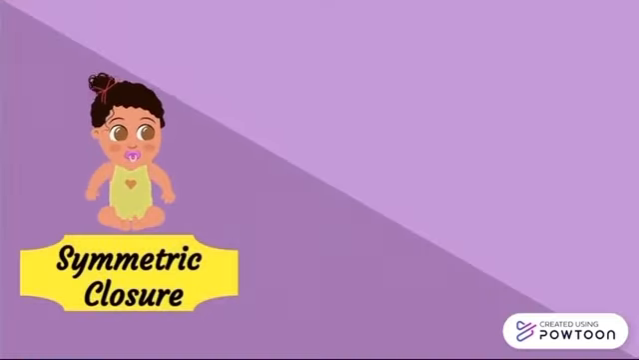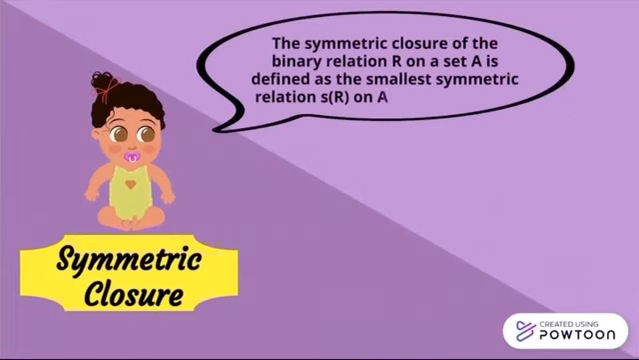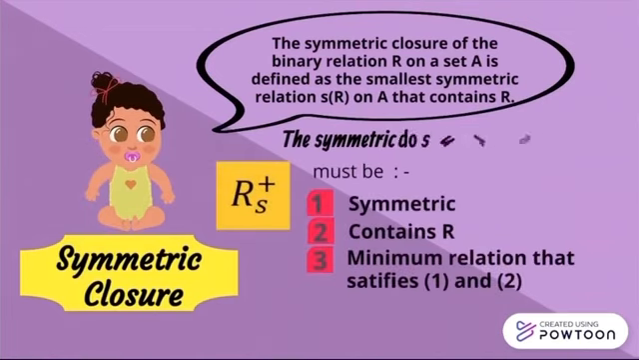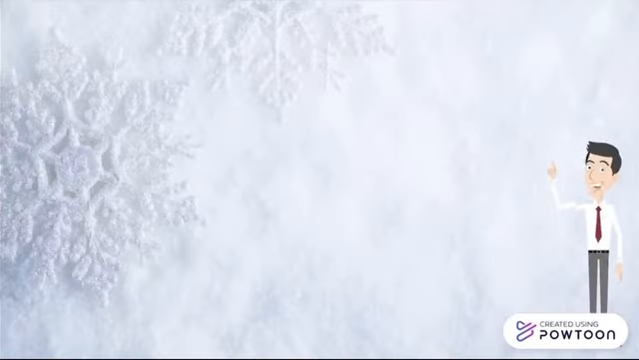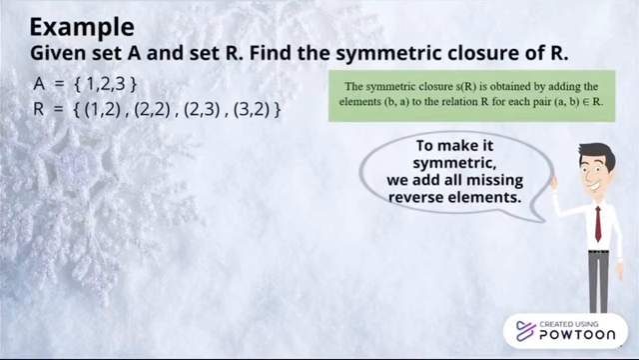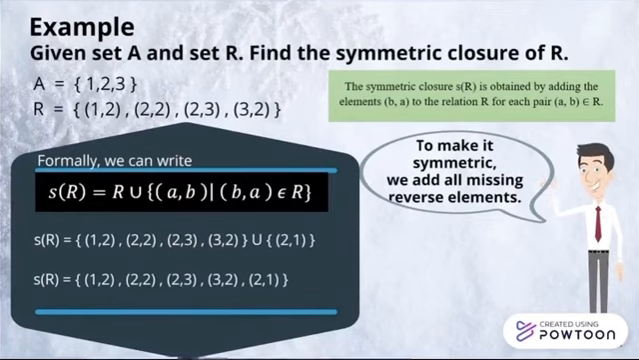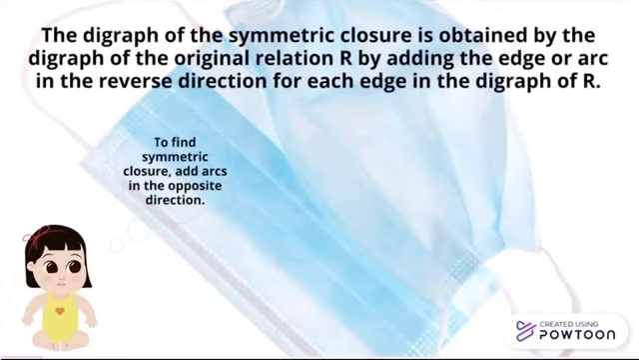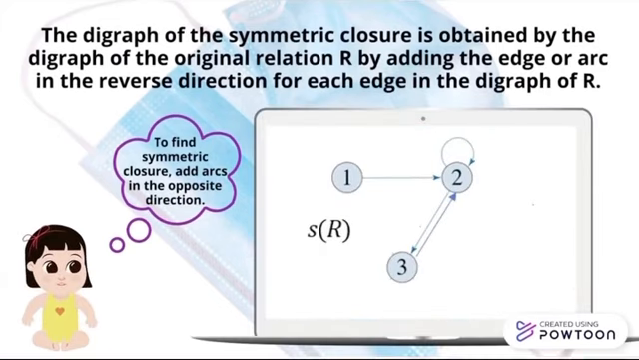The second relation closure is the symmetric closure. The symmetric closure of R must be symmetric, contain R, and be the minimum relation to satisfy both conditions. For this example, we need to find the symmetric closure of R. To make it symmetric, we add all missing reverse elements. To obtain the digraph of the symmetric closure, we add the opposite arrow for each edge.